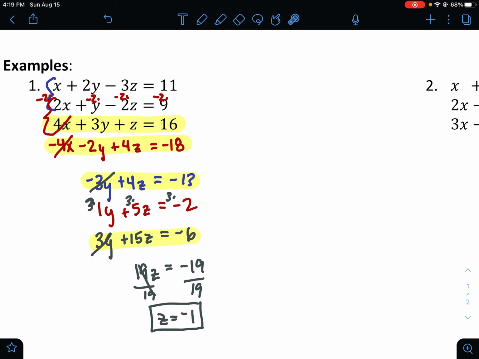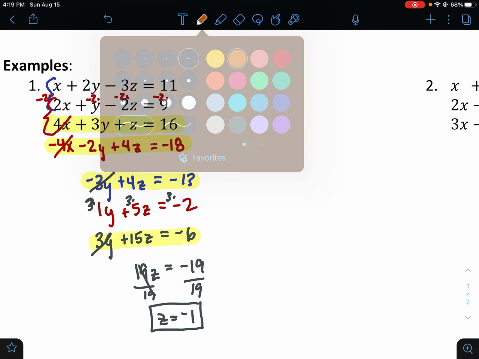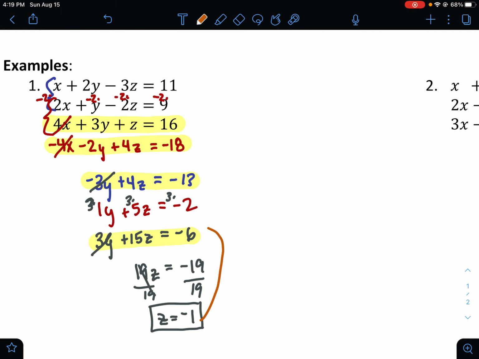Down here with the 2 by 2s, if I plug in for z, then all I have is y, and I can solve. So I can plug it in for either one of these. I think I'm probably going to do this last one here just because I can. So I'm going to plug this right here into the z right there. And so what that'll give me is 3y plus 15z, which is -1, and that equals -6.